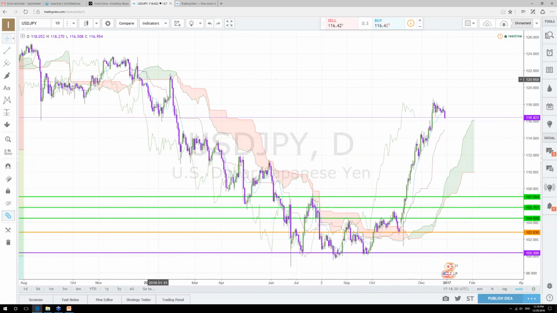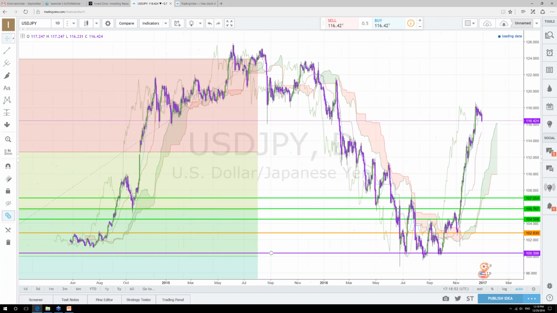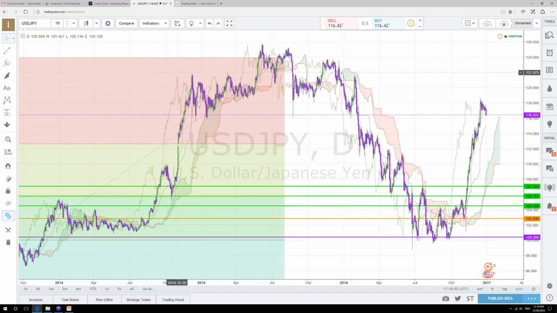So what happened is that at the end of 2015, beginning of 2016, it broke below the Ichimoku cloud. And from there, it was basically a downfall until we hit the support at 100. It ranged at this level from basically June, this is June, until, well, last month. So 5 months, which is what Japanese yen basically does.